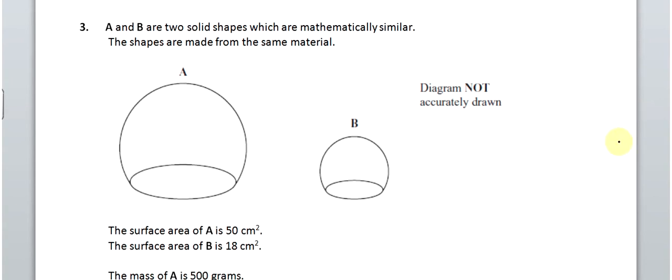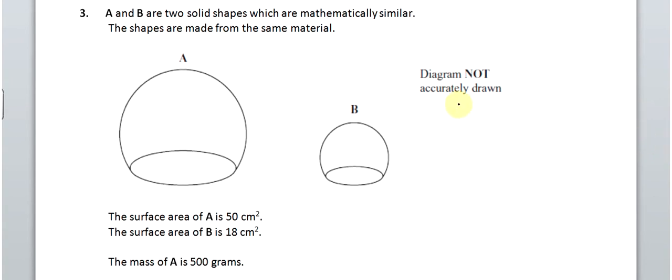Now, some slightly harder questions. Right, we've got two shapes. They look like upside down goldfish bowls, don't they? Which makes me think I want a goldfish in them. There's a goldfish. And let's have a goldfish in this one. There we go.